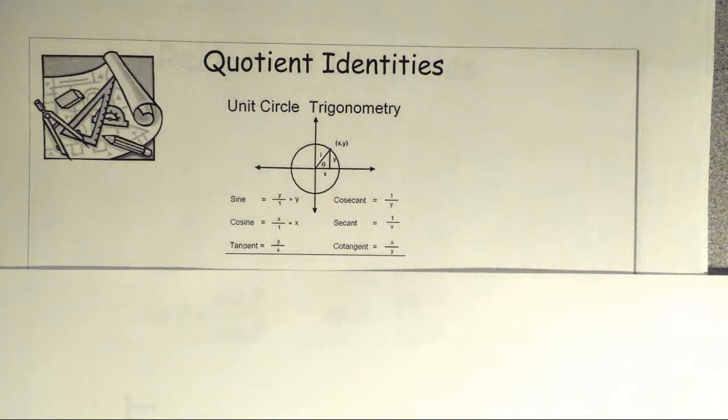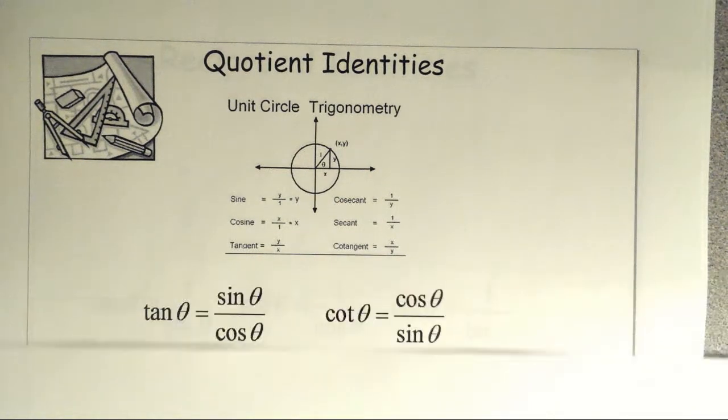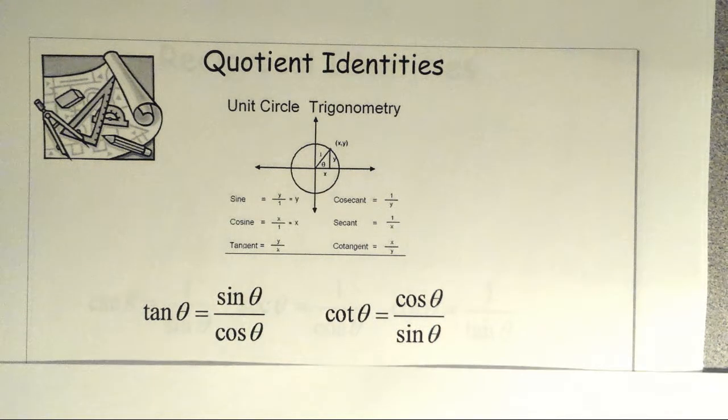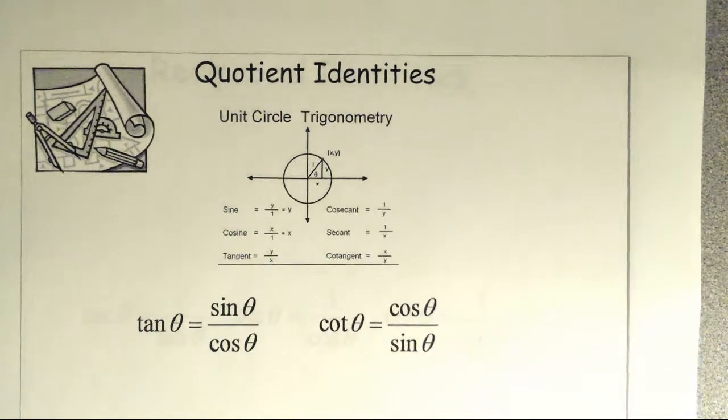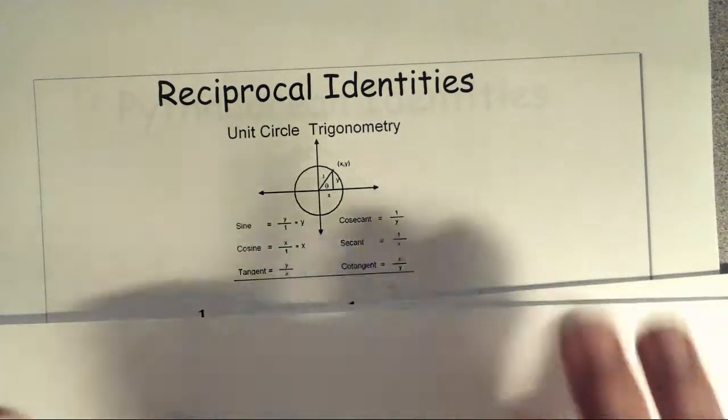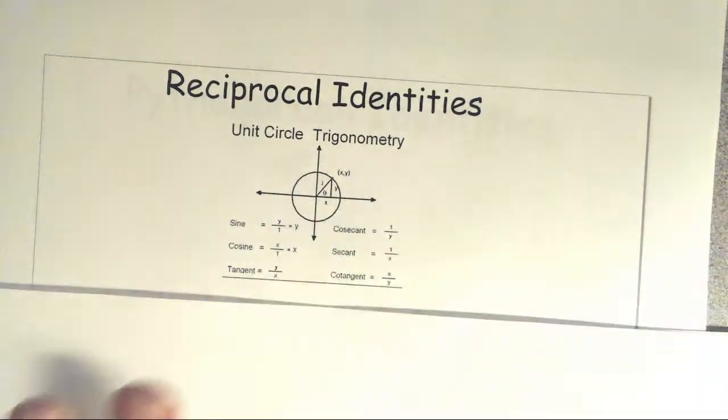So the two quotient identities that we have to know for the test are tangent theta is equal to sine over cosine, and cotangent theta is equal to cosine over sine. The next three identities that we talked about in class today were the reciprocal identities. Again, you already know what your reciprocal identities are because we know our reciprocals. Today we just made it a little fancy.